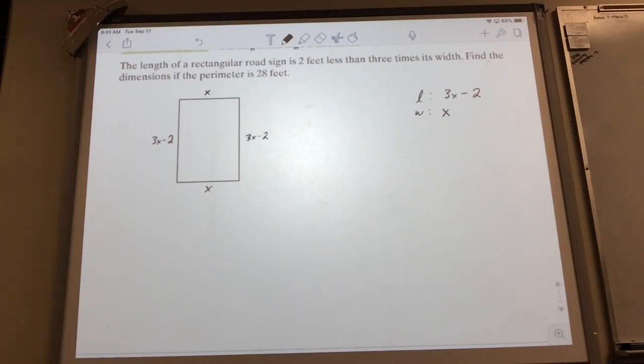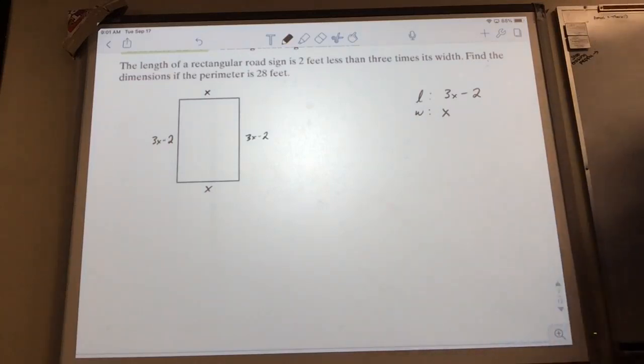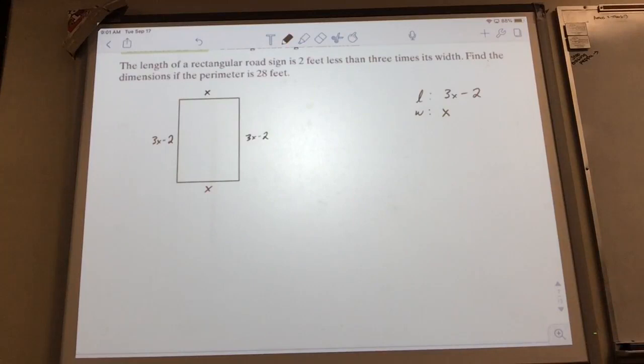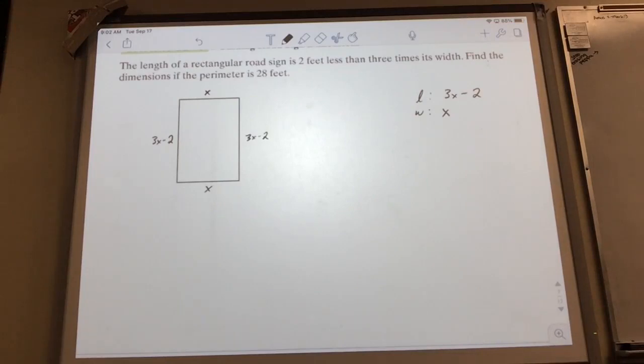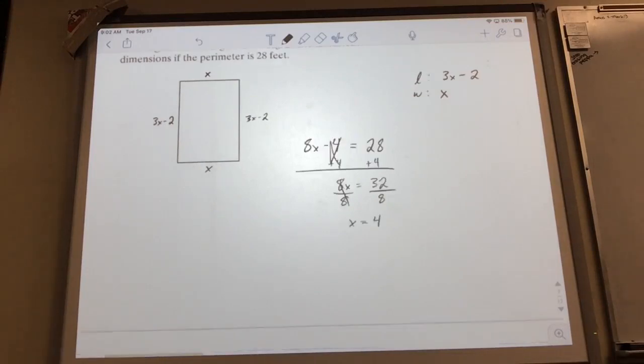So the hardest part is getting those labels on. If you were having trouble, I have put those labels down for you. So then solve from there. And remember, on that first step, you can combine your like terms. Okay, I got x equals 4.